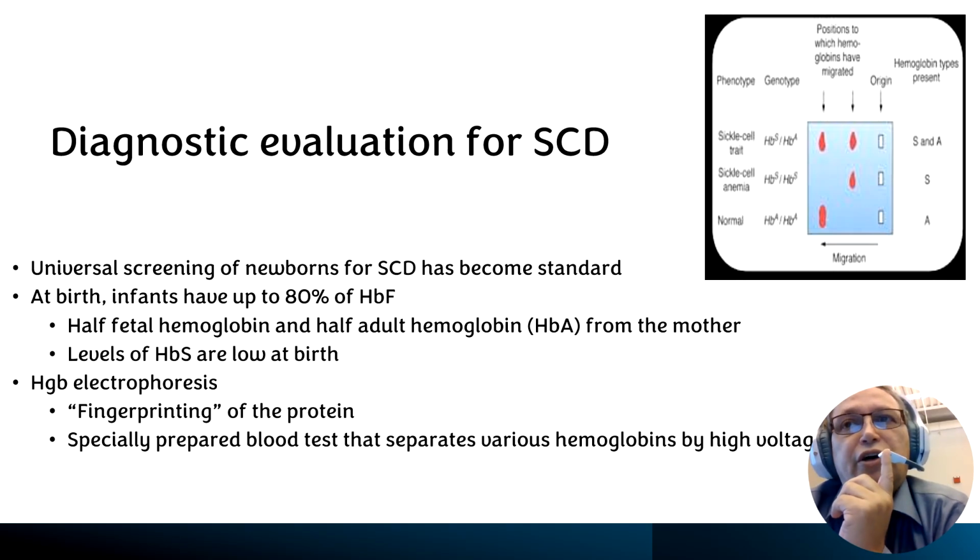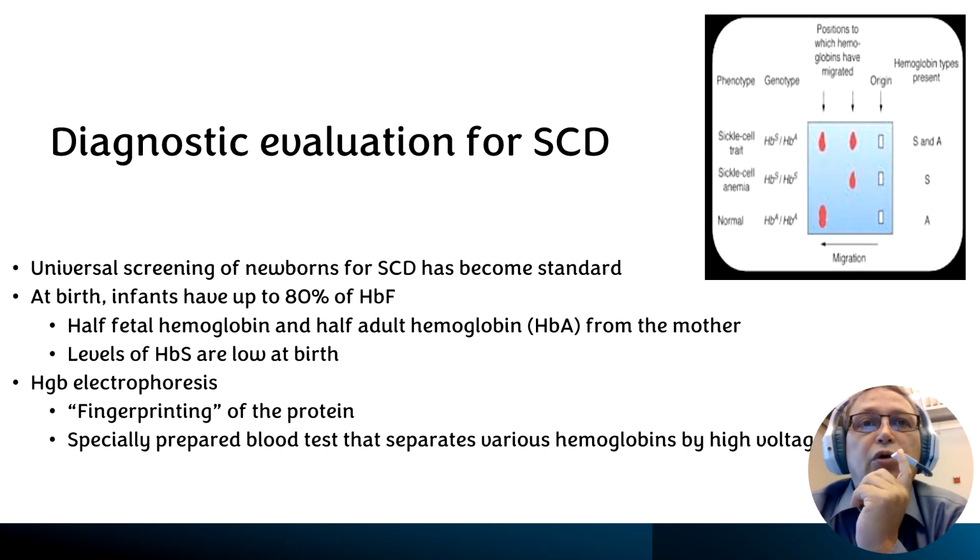So how do we find out about it? Normally in this country at least, so far, universal screening of newborns is standard. At birth, infants have about 8% of hemoglobin type F, fetal, where the hemoglobin is about half from the child and half from the mother. So the child would have fetal hemoglobin F, and the adult hemoglobin A from the mother. Generally at birth, hemoglobin S is low.